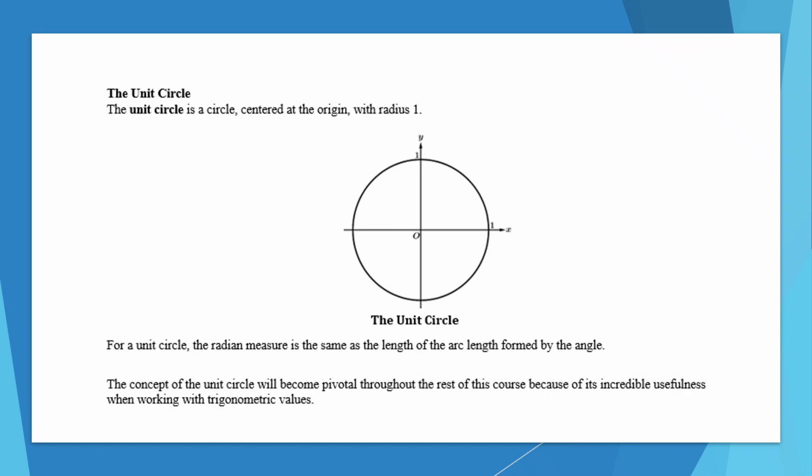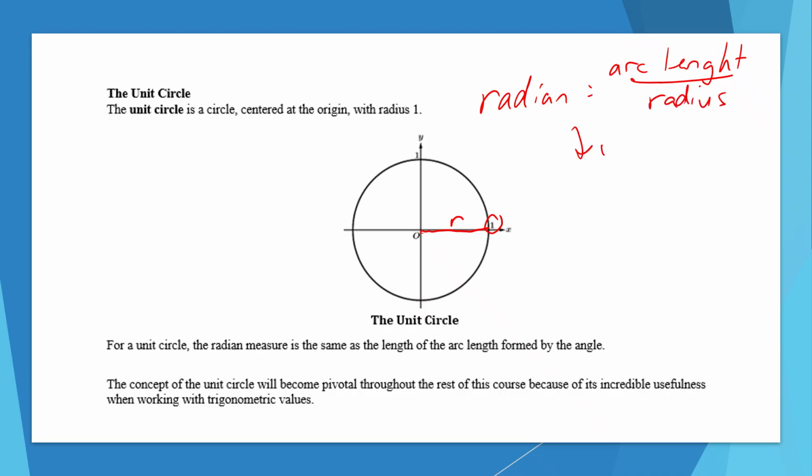All right, so now we have the unit circle. The unit circle is basically just going to be a regular circle centered at the origin, but the key characteristic about this is the radius is going to be 1. Here, a radian measure is the same as the length of the arc formed by the angle, and this is important because our radian measure is going to typically be arc length over radius.